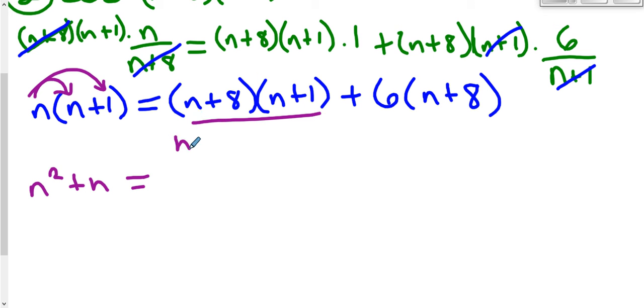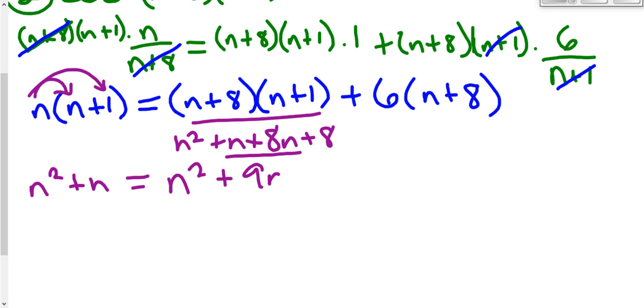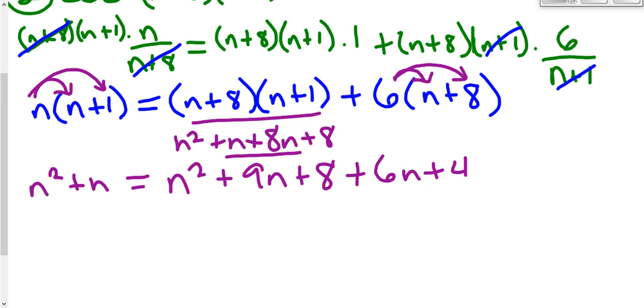So n times n is n squared, n times 1 is n, 8 times n is 8n, and 8 times 1 is 8. I can combine these two terms together to get down here, n squared plus 9n plus 8. And then over here on the right, all we have to do is distribute my 6 inside the parentheses. So we get plus 6n plus 48. I'm bad at those. 8 times tables are not my strong suit. All right, so 8 times 6 is 48.